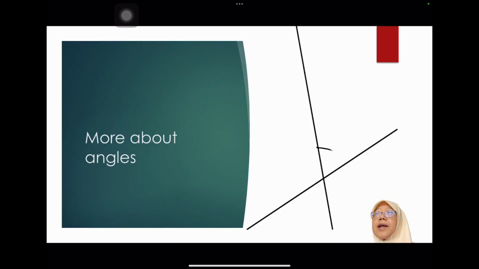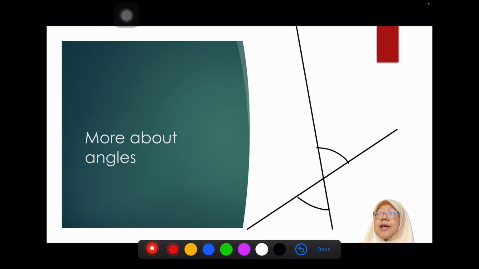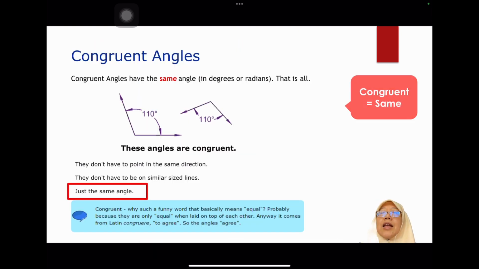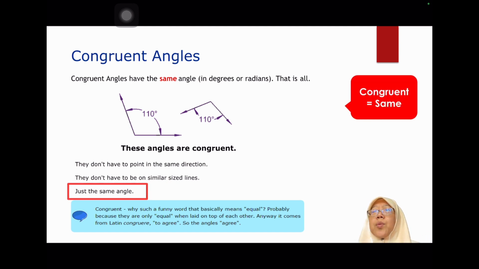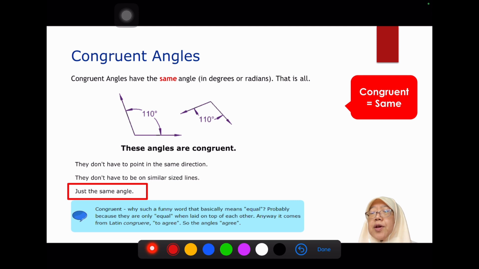More about angles. Now these are special names for the different types of angles. Remember that in the last lesson we had special names for special angles when it comes to parallel lines. So we have interior and we have exterior. Here we also have interior, we have exterior as well. Let's have a look at them. So the first special name will be congruent angles.